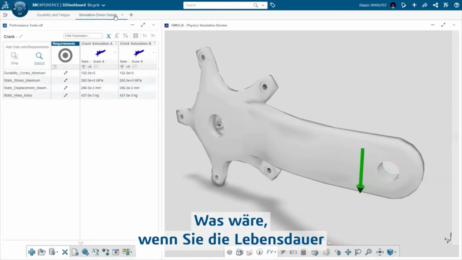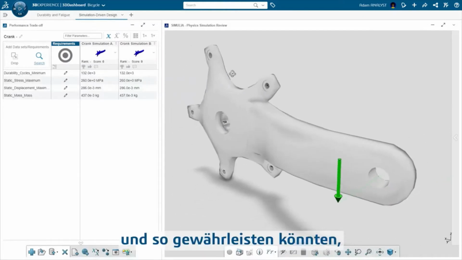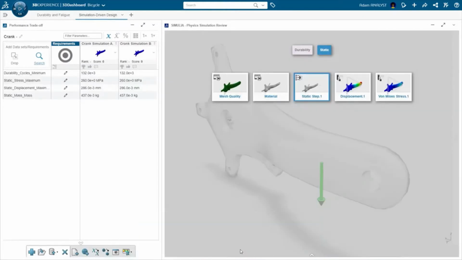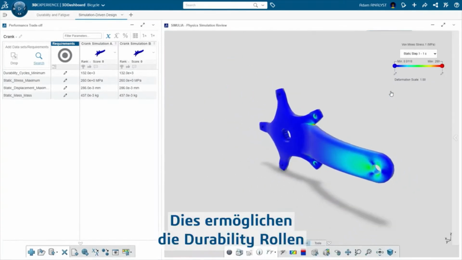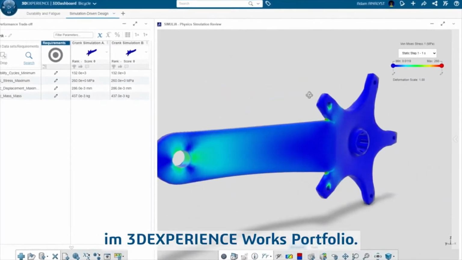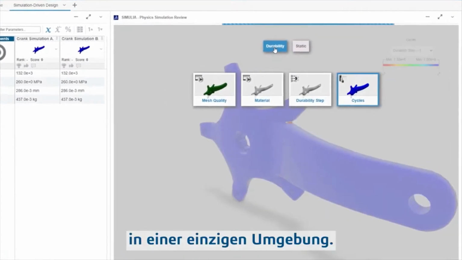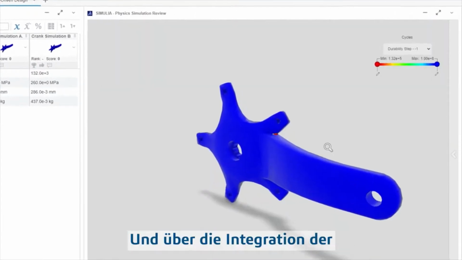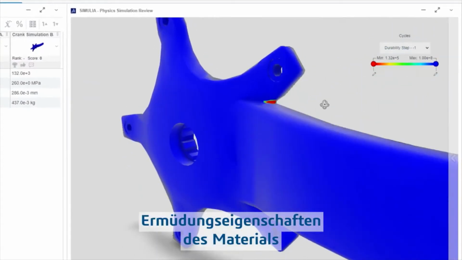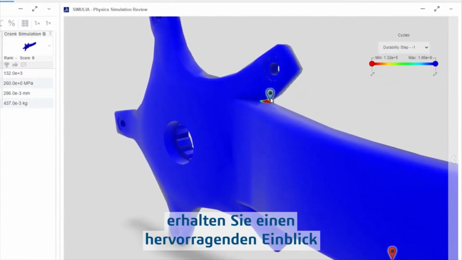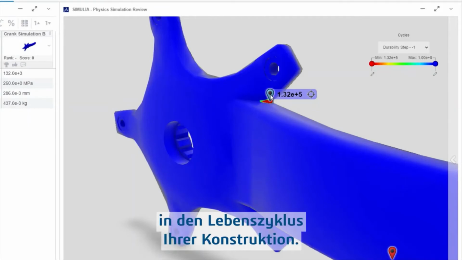What if you could test the life of a part in minutes to make sure you have the best design choice? This ability is provided by the durability roles in the 3DEXPERIENCE Works portfolio, combining industry-leading Abaqus and FE-safe solvers in a single environment. And when you incorporate the fatigue properties of the material with the repeated loading, you can get excellent insight into the life of your design.